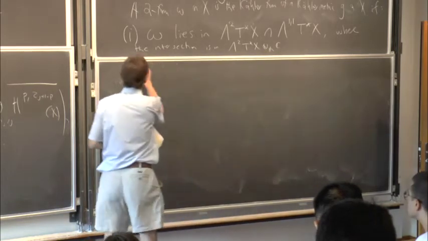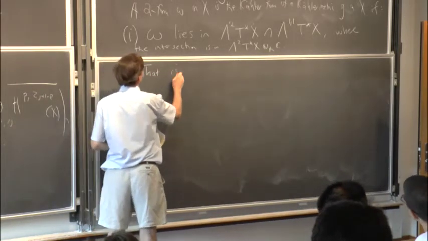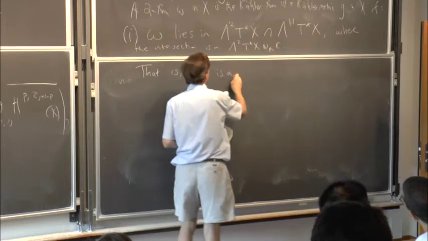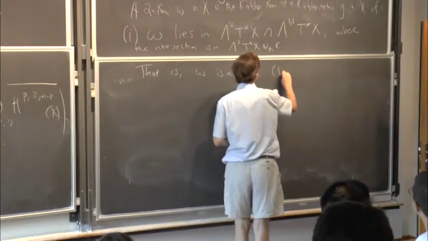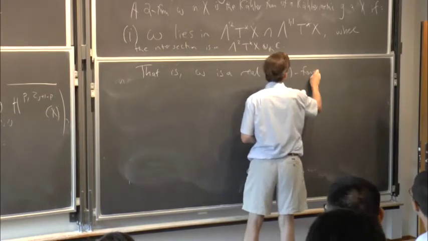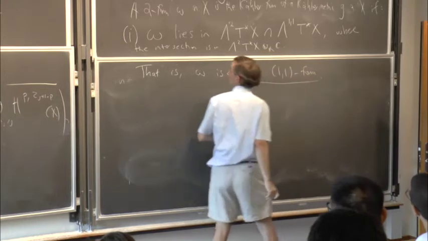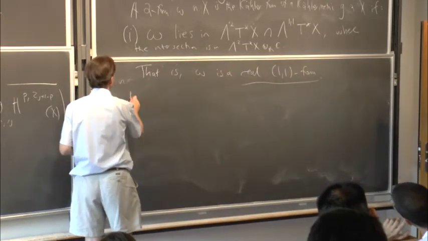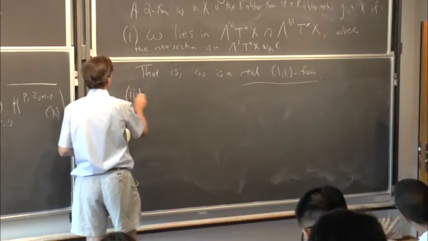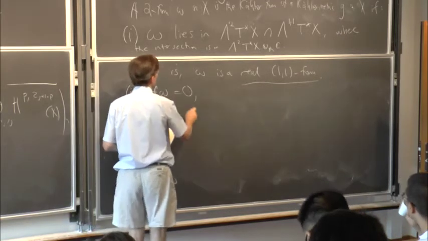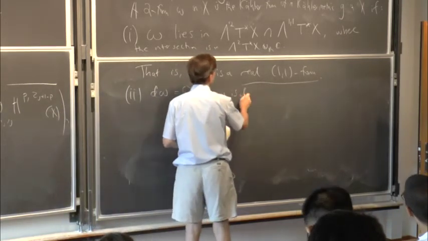So that is, little omega is a real (1,1)-form. That's the first condition. The second condition is that dω is 0. So omega is closed.